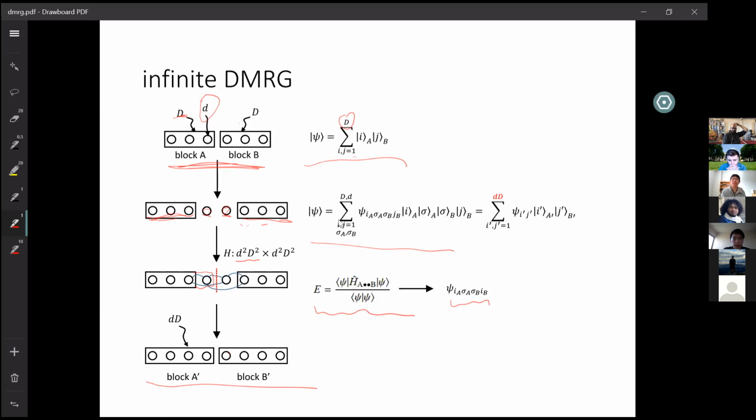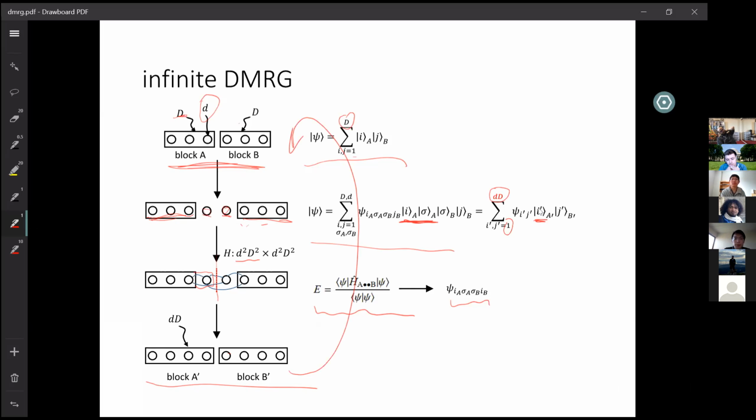So we just cut the system open again, and say we combine the two basis into one basis. You see the new basis I prime should take the value from 1 to little d times capital D, right? Okay, so we can run this iteratively, because now we can just go back from the top, insert the new sites, and do the diagonalization again.